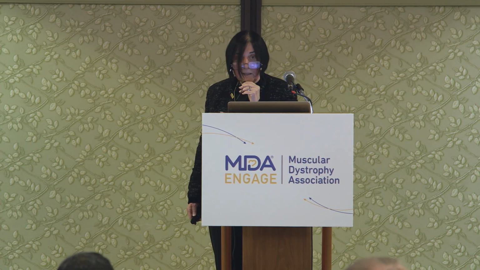But we have a lot of trials going on in myasthenia, and all of them are really directed at the immune system. Remember, there are two kinds of lymphocytes. There's T cell and B cell.